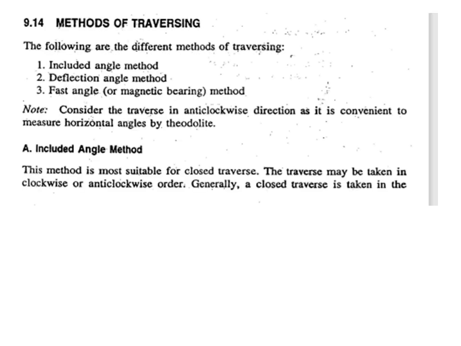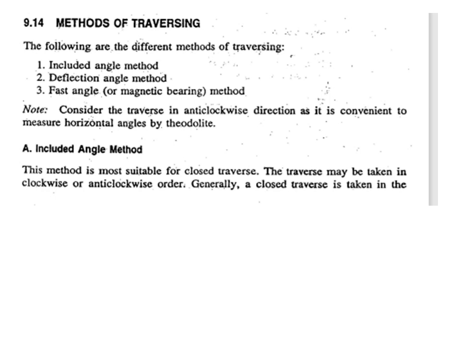So friends, in this slide we are going to see what are the methods of traversing. There are 3 methods of traversing, namely included angle method, deflection angle method, fast needle or magnetic bearing method. So we will consider the traverse in a clockwise direction as it is convenient to measure horizontal angle by Theodolite.